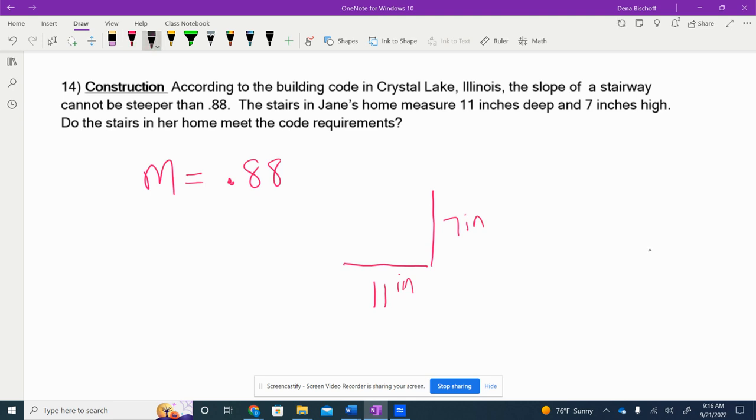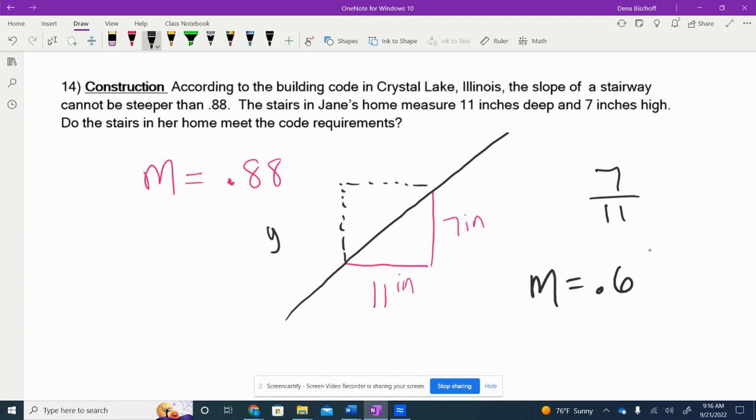So if I were to turn this into a line, this kind of looks like a stair, right? How much do I go up? That's my change in y. And how much do I go over? That's my change in x. So how much am I going up? 7. And how much am I going to the right? How much am I going over? Okay. So what is 7 by 11? 7 divided by 11. 0.6363 repeating.